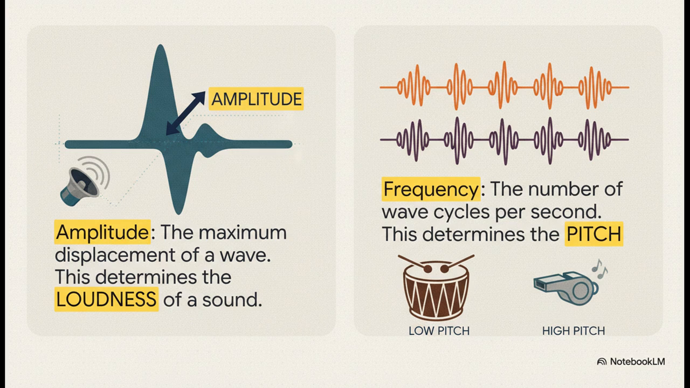First, you have amplitude. That's basically the height or the power of the wave. A big wave has more energy. Then you have frequency. That's how many waves pass by a certain point every second. It's all about how fast it's vibrating.